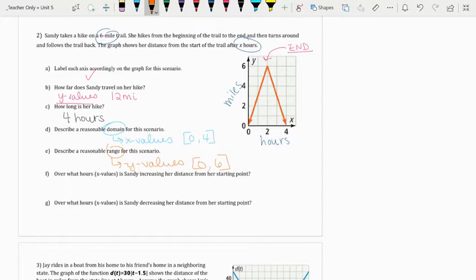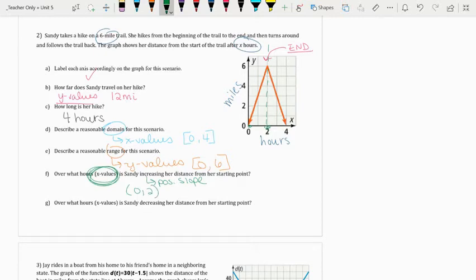Over what hours, aka X values, is Sandy increasing her distance from her starting point? Okay, so increasing would be kind of like a positive slope, right? And the positive slope is going to be from 0 to this point up here, right? Now, notice how it says X values. You are always talking about X values when you're talking about increasing and decreasing. So on this one, it stops at 2. So it is increasing from 0 to 2.